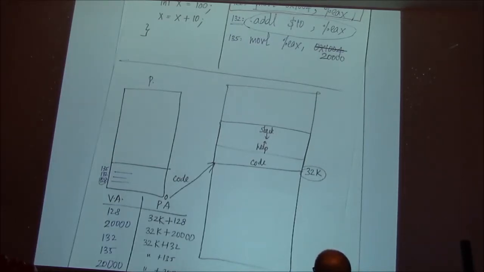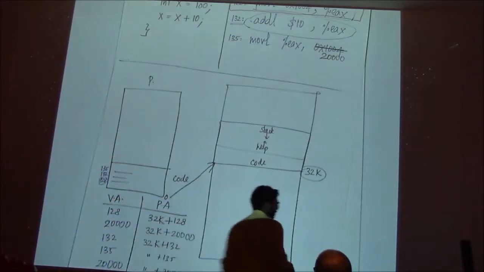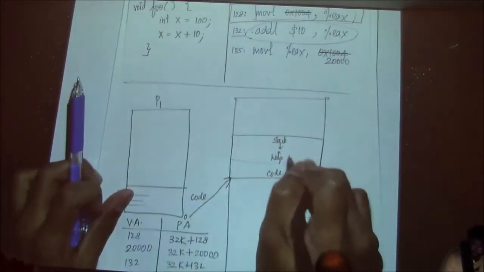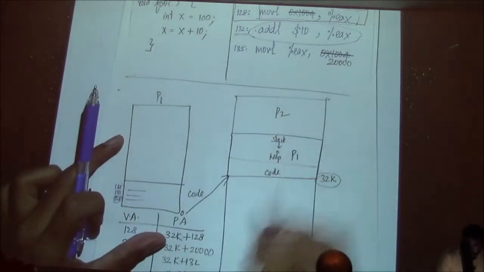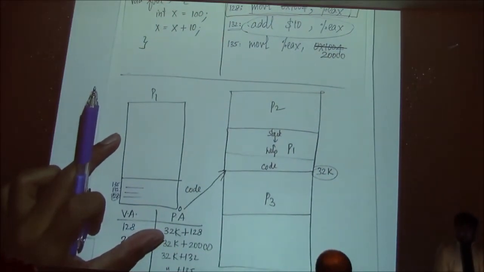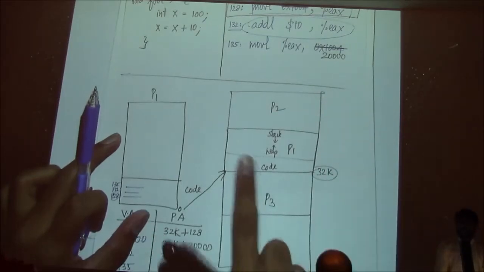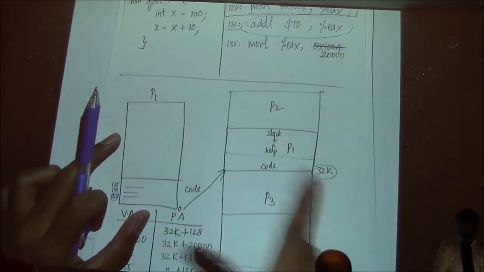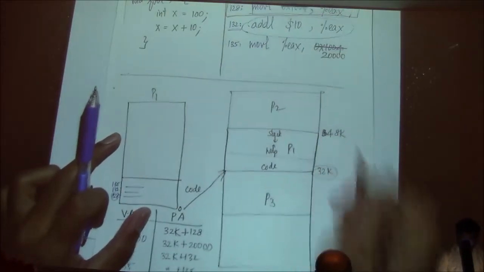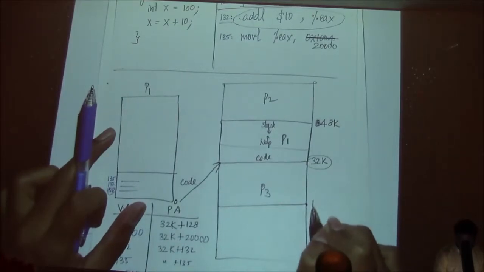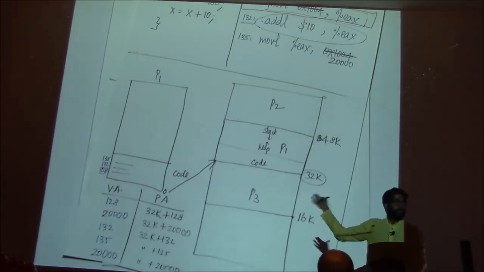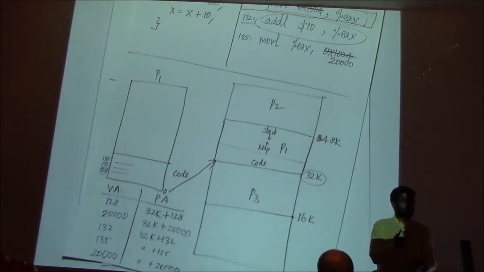For this simple thing, one more easy way to think about it is like, if this is process P1, then P1 is loaded here. If this is P2, P2 is loaded here, and if this is P3, P3 is loaded here. So the operating system needs some way to find out, if the running process is P1, P1's code starts at 32K. If it is P2, then P2's code starts at 48K. If it is P3, then P3's code starts at 16K.